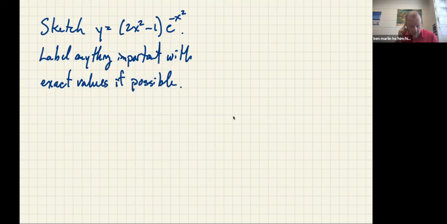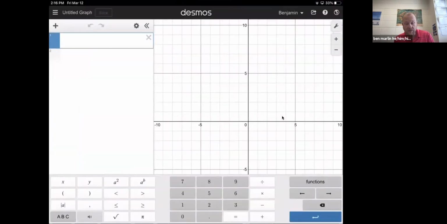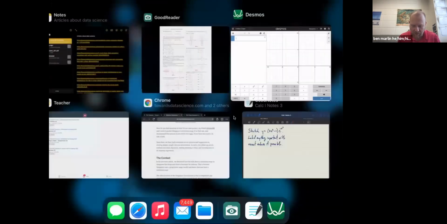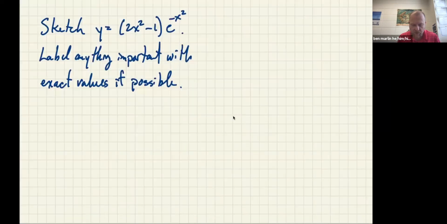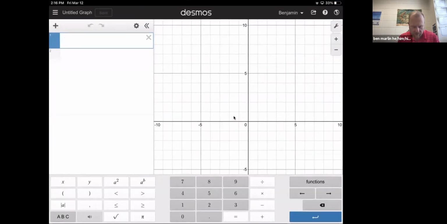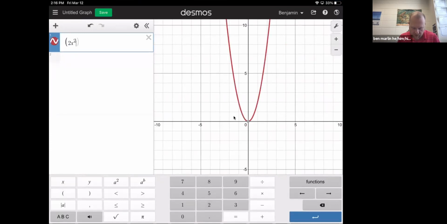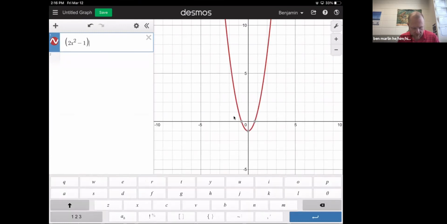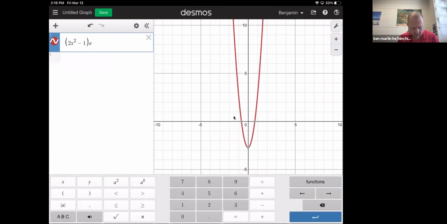All right. So I have purposely not tried to figure out some of this stuff ahead of time. For example, I do not know how to do the screenshot portion here, but I think we can figure it out. So that function we had, oh man, I already forgot what it was. It was this 2x squared minus 1 times the e to the minus x squared. So 2x squared minus 1, parentheses, e to the power minus x squared.